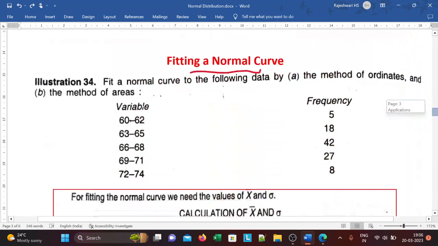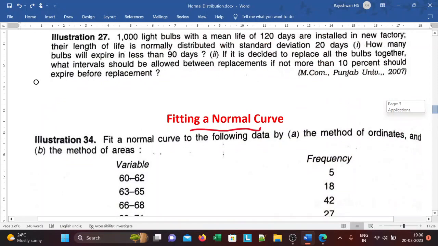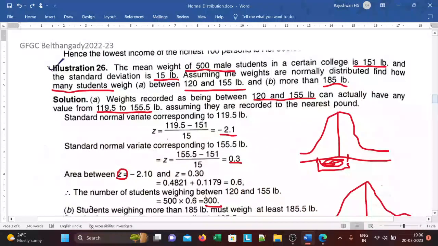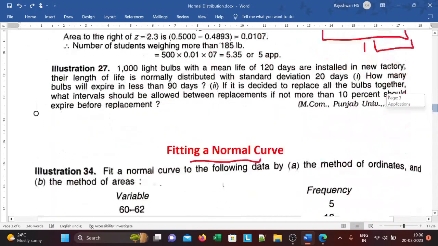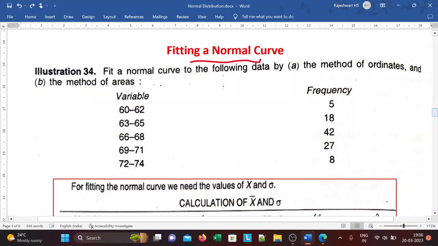In the normal distribution, we are going to face two categories of problems. The first one is probability problems, and the second one is fitting a normal distribution, fitting a normal curve. So let us take a simple one. Fit a normal curve to the following data. Of course, there are two methods. I am going to refer to the area method, the area covered method.